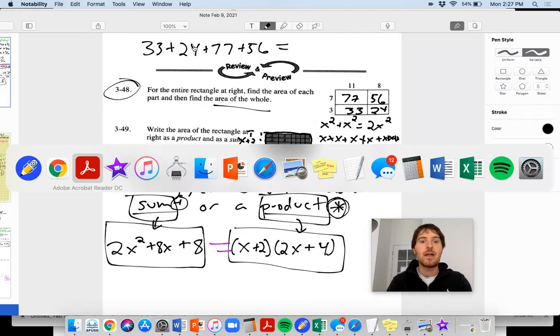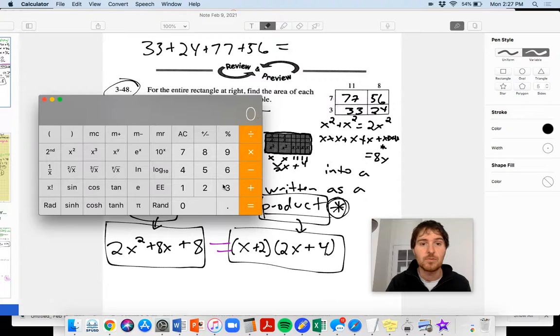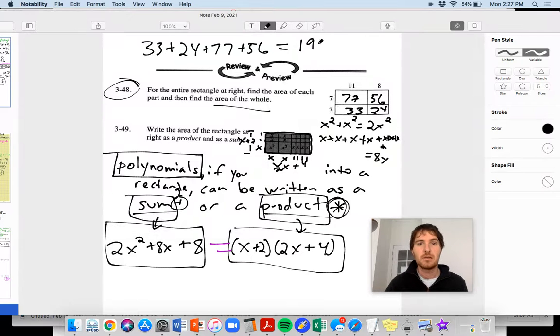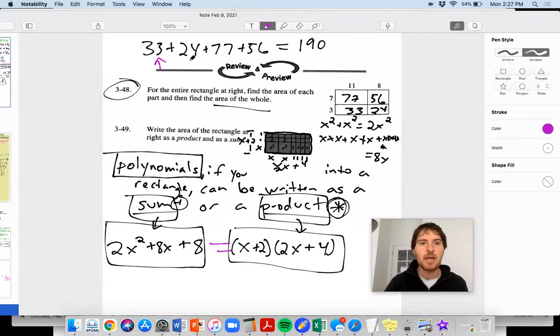I just want to show you that area can be found 2 different ways. One is a sum, which I'll do right now, and then we can also find it as a product, which we'll do in a second. Okay, so we got here 33 plus 24 plus 77 plus 56, and that equals 190. So the sum of each part, the area of each part.